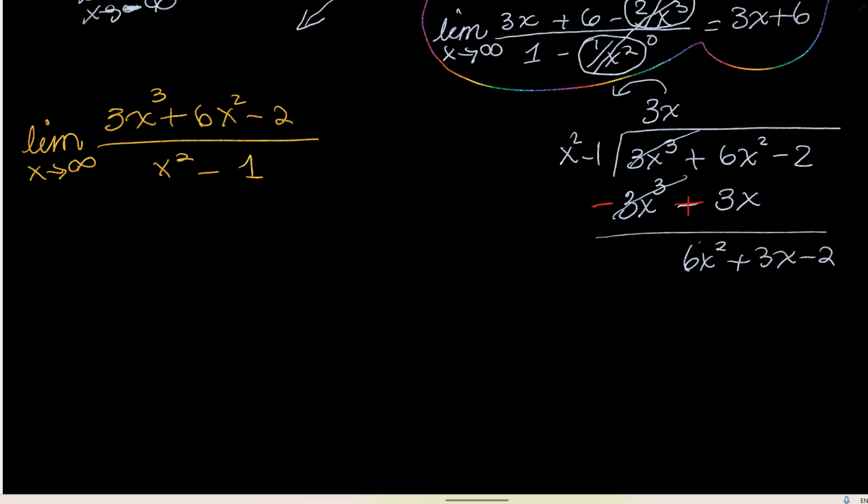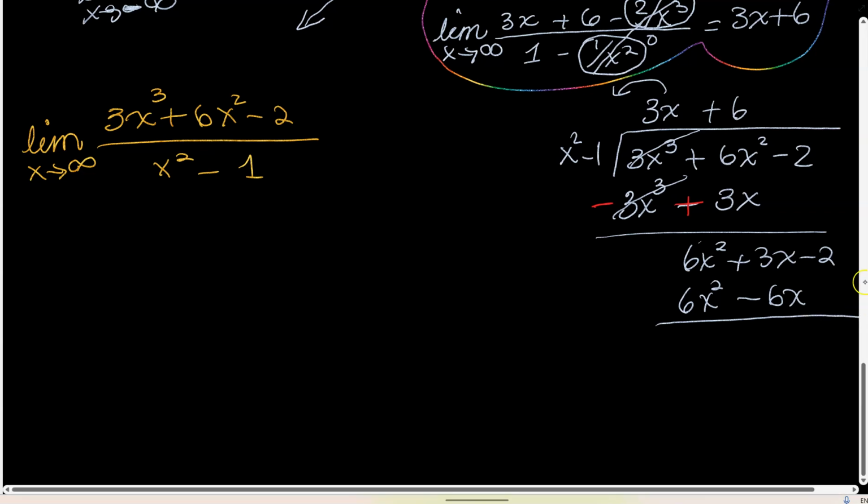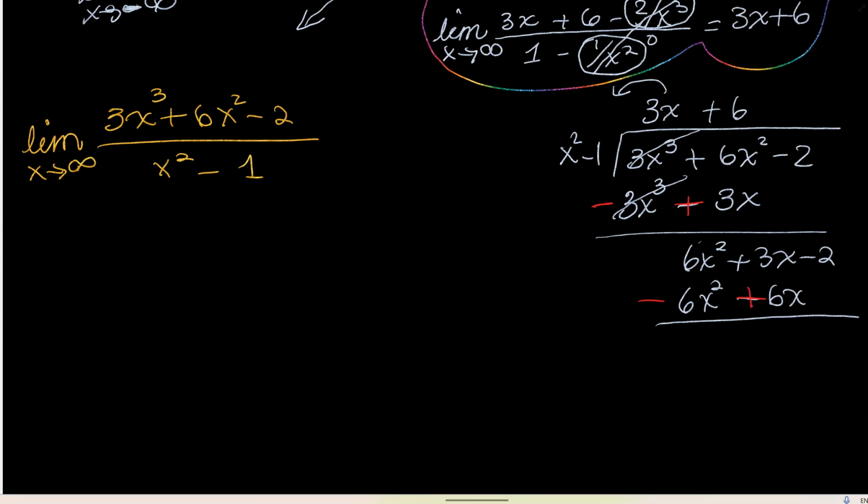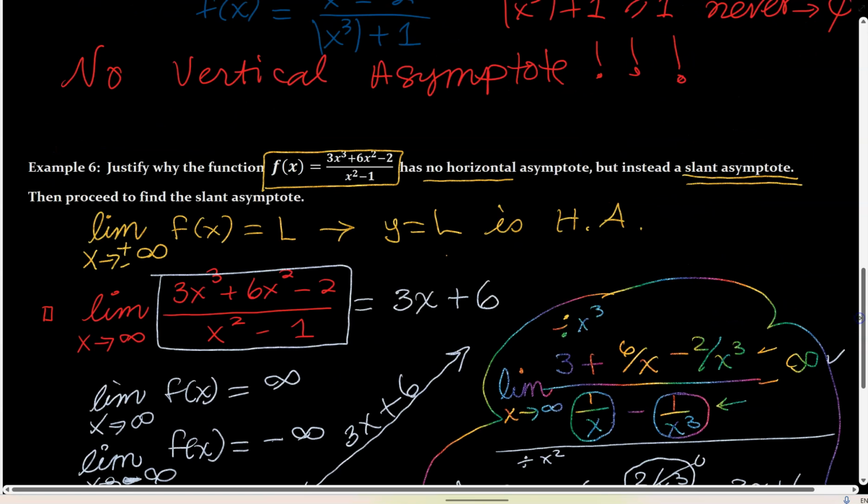And we keep proceeding. So 6x squared divided by x squared is going to be 6. Then we multiply, we'll get 6x squared minus 6. And then we are going to subtract, because that's how we do long division. When that subtraction happens, the negative 6x becomes a positive 6x because you are subtracting a negative. This is gone. We'll have 9x minus 2 as our remainder.